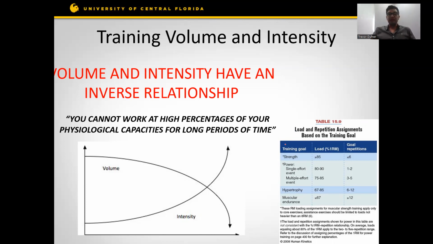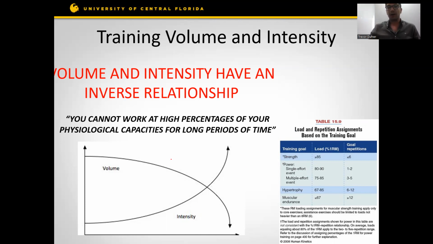The training volume and intensity, again, I've talked about this before, they have an inverse relationship. So as you lift heavier things and you lift them faster, you're going to become fatigued more quickly. So your volume is going to go down. So usually you're trying to find the sweet spot, right, with volume and intensity where you can go back and forth. You want to keep the intensity high, but you also want to keep the volume relatively high.